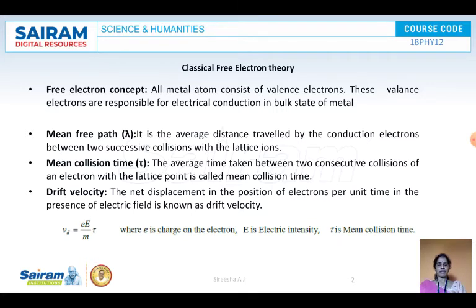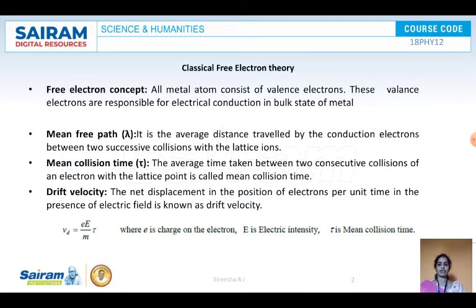So the distance travelled by the electron in the presence of an electric field between two successive collisions is called the mean free path. Similarly, mean collision time, denoted by tau, is the average time taken between two successive collisions of an electron with the lattice point. It is the average time between two successive collisions in the presence of an electric field, called the mean collision time.